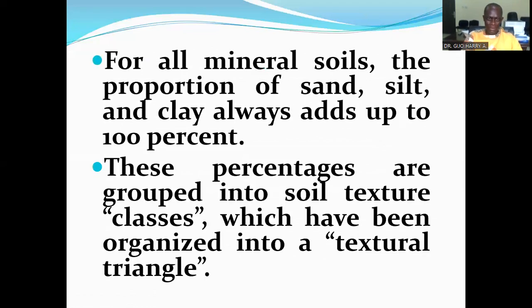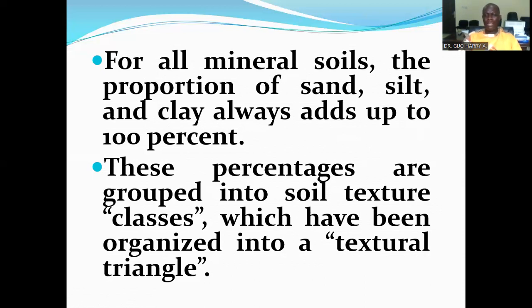Now, we want to look at one other very important feature of soil particle size. For all mineral soils, the proportion of sand, silt, and clay always adds up to 100%. These percentages are grouped into soil textural classes, which have been organized into a textural triangle. So the percentages of sand, silt, and clay, when analyzed, give the textural class.